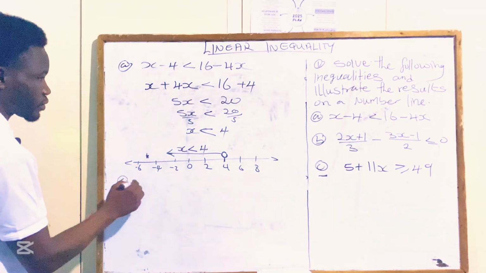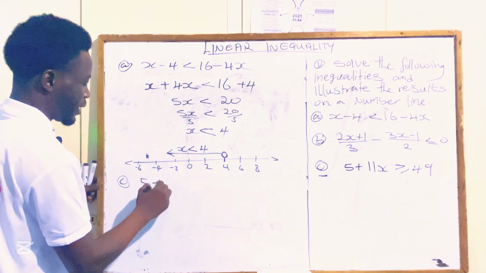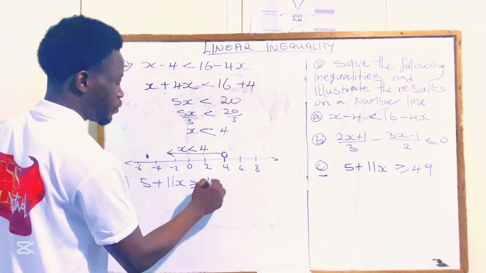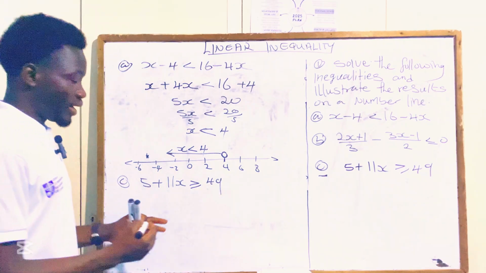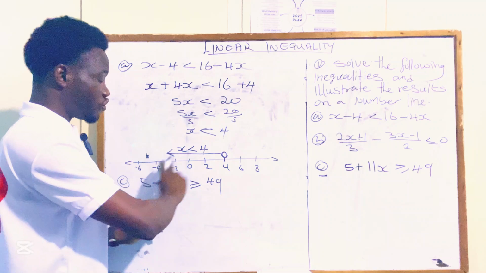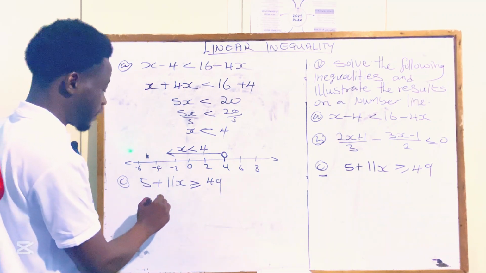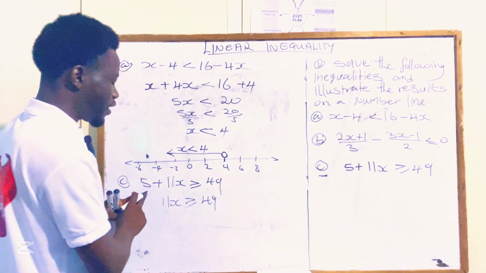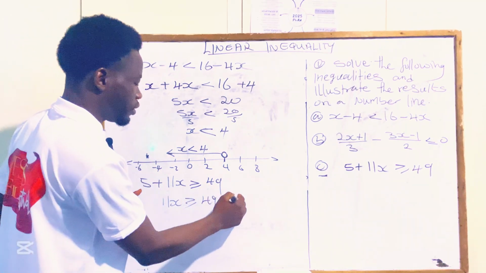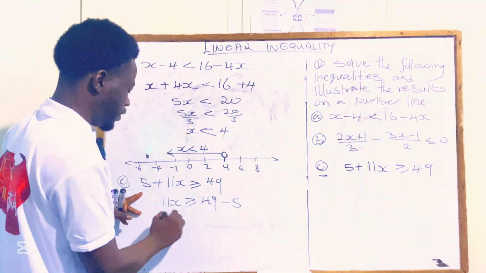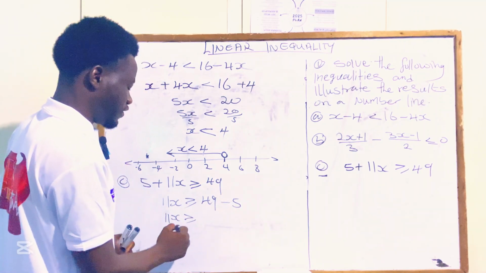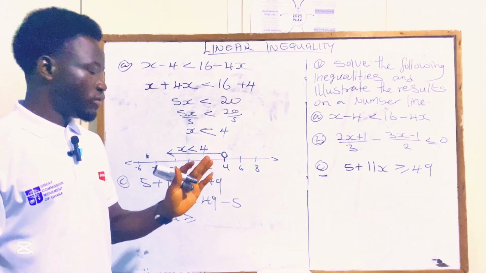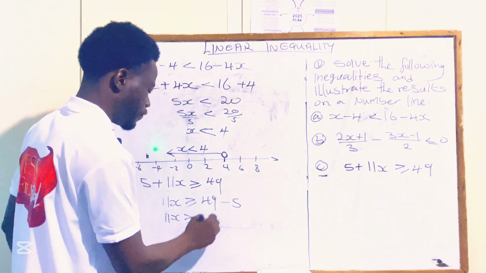So the C is 5 plus 11x greater than or equal to 49. And here we already have our 11x, so I can just group like things by bringing the 5 over to the right hand side. So 49, 5 here is positive, coming to this side will be negative 5. So 11x greater than or equal to 49 minus 5 is going to be 44.